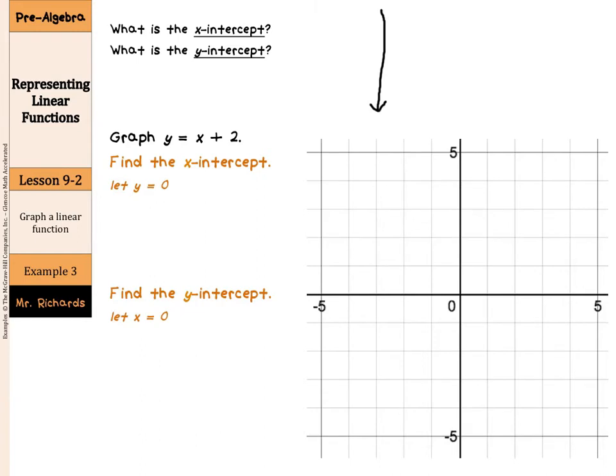If I draw my axes, I have my x-axis and my y-axis. And if I just draw in a function or a line that looks like this, the point here where our line intersects the y-axis, that is known as the y-intercept, as it crosses the y-axis. This point here on the x-axis is known as the x-intercept.